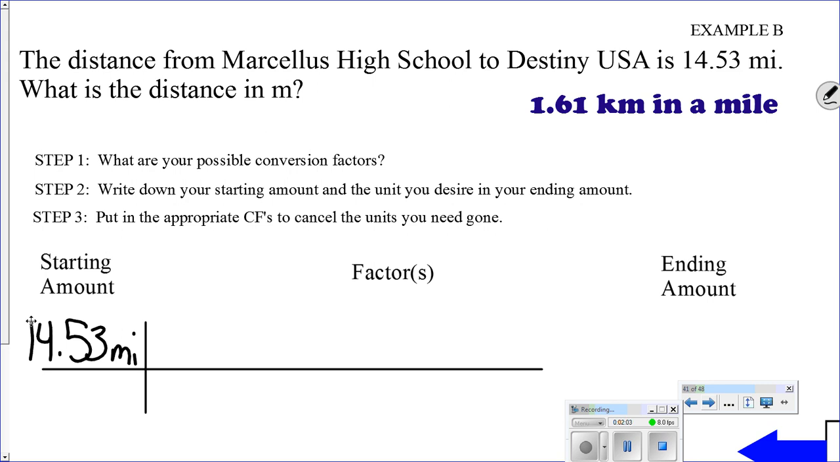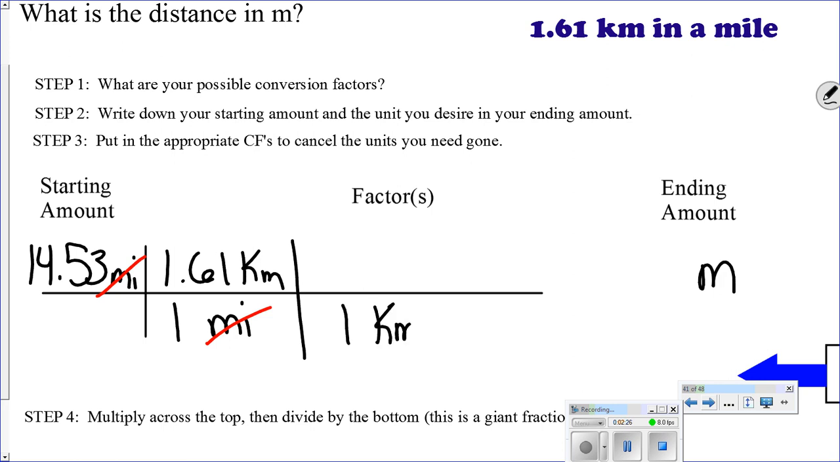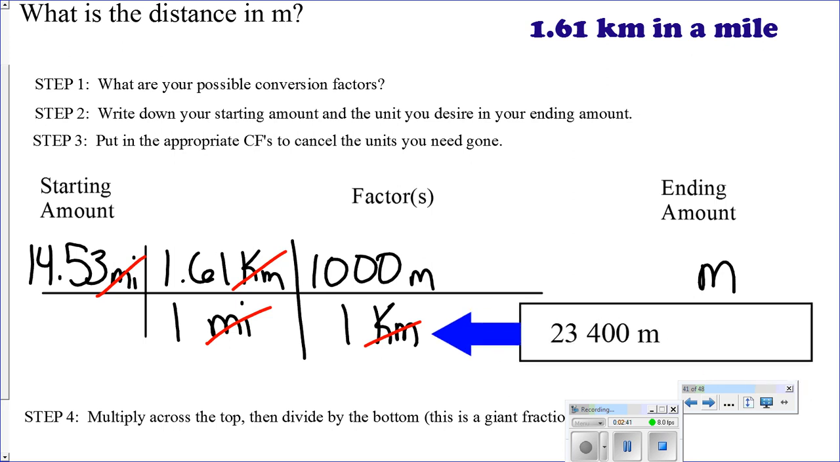We want to end up in meters. The conversion factor that I have is actually kilometers to miles. So to get rid of my miles, I'll put 1 mile on the bottom and 1.61 kilometers on top. My miles are going to cancel. And now we have a simple kilometers to meters step. So that 1 kilometer contains 1,000 meters. Kilometers are going to cancel, so 14.53 times 1.61 times 1,000, nothing to divide by, gives us a very large amount of meters, which makes sense because meters are pretty small.